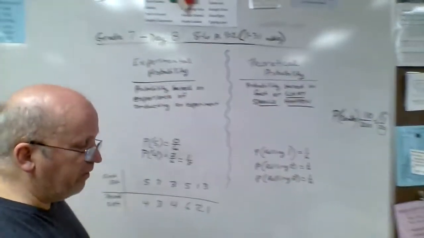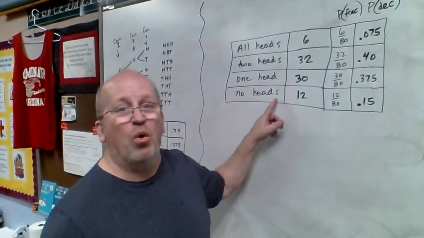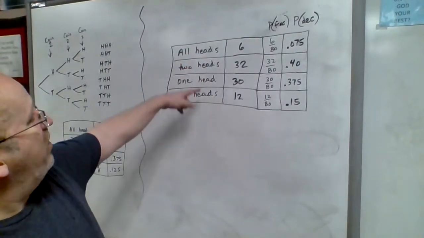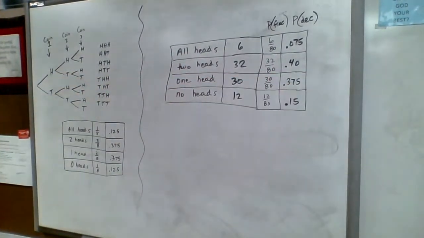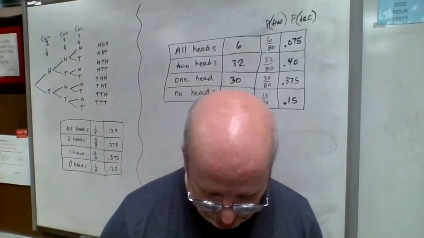Now let's go back to this table over here. Remember what happened? Somebody tossed 3 coins, and when they tossed those 3 coins, they wanted to see how many times heads would appear, how many times tails would appear, and so on, and they created a table off of that. Let's talk about a few questions here.